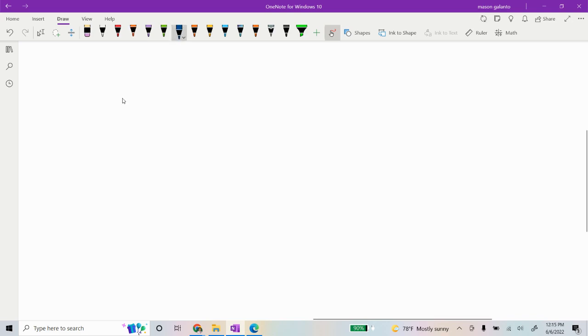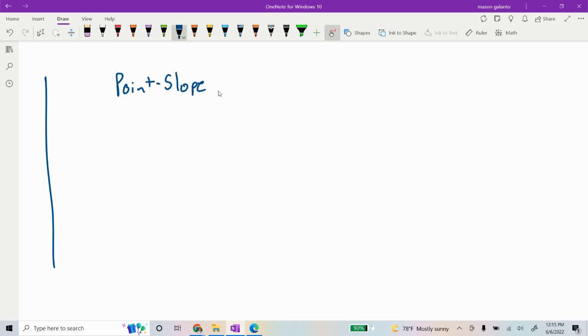Now, the last form is called point-slope form. And it is the form that is probably most used. And the reason why is because we typically don't have the slope and the y-intercept. So we have to start somewhere and work towards slope-intercept form, typically.